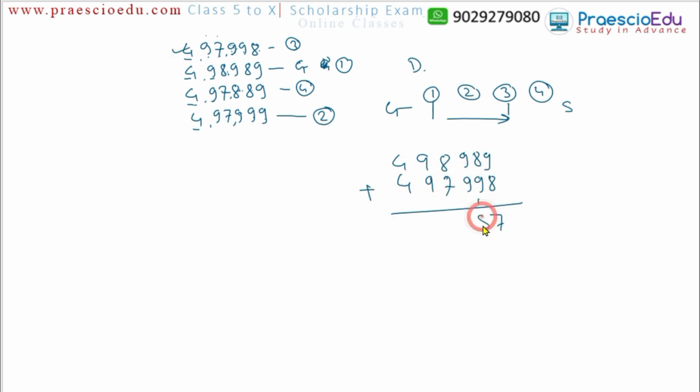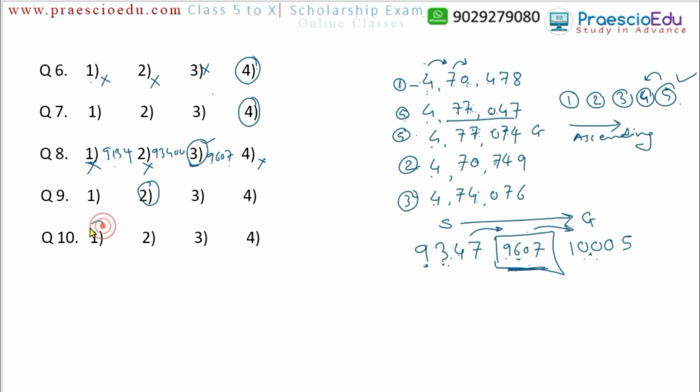So here 7 1, and after this the 8 1. So 9, 9, 19, 1. So 6, 1, 9. So 9,96,987. And this is given in our option number 1. So that's why option number 1 is the correct one.